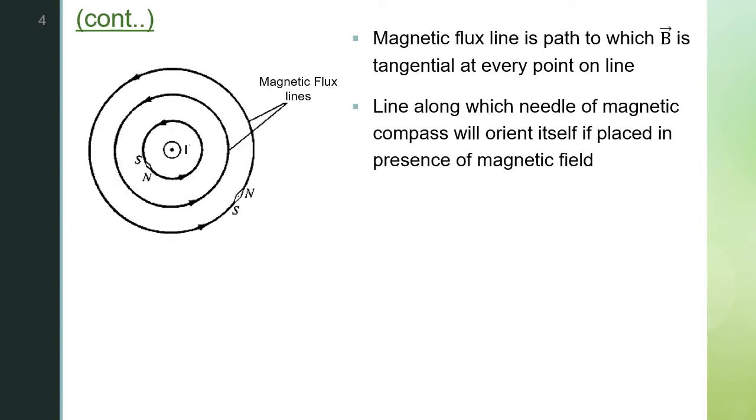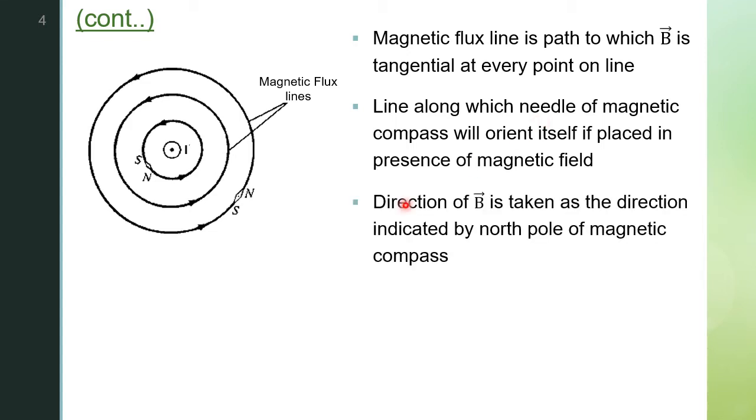A magnetic flux line is a line to which the magnetic flux density is tangential at every point. That is, the flux density will be along that line. If you have a magnetic compass, this line will be the line along which the needle of the compass is placed. That is, the north pole of the magnet will always point in the direction of the magnetic flux. So this will denote the direction of magnetic flux density.